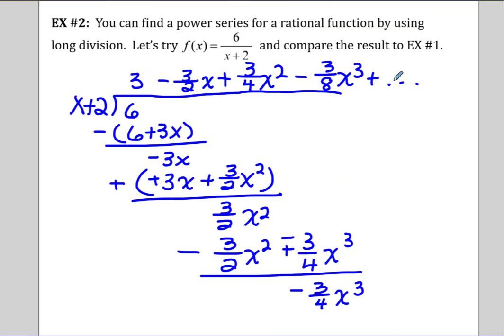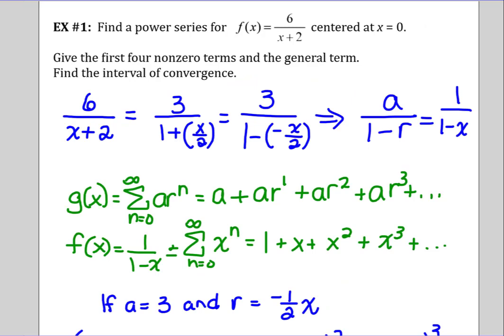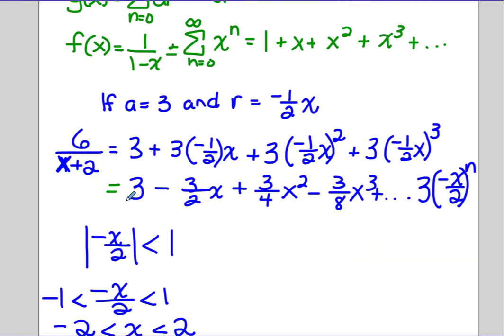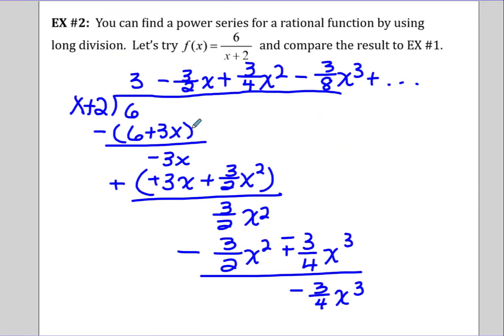So this would become, so on and so forth, a repeating pattern. And if you look back at example 1, we have the same thing, the same progression: 3 minus 3/2 x plus 3/4 x squared minus 3/8 x cubed to our sum. So they are the same.